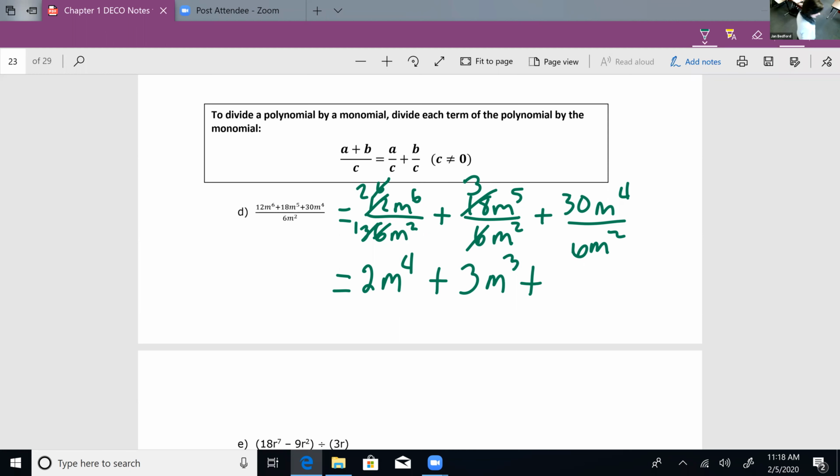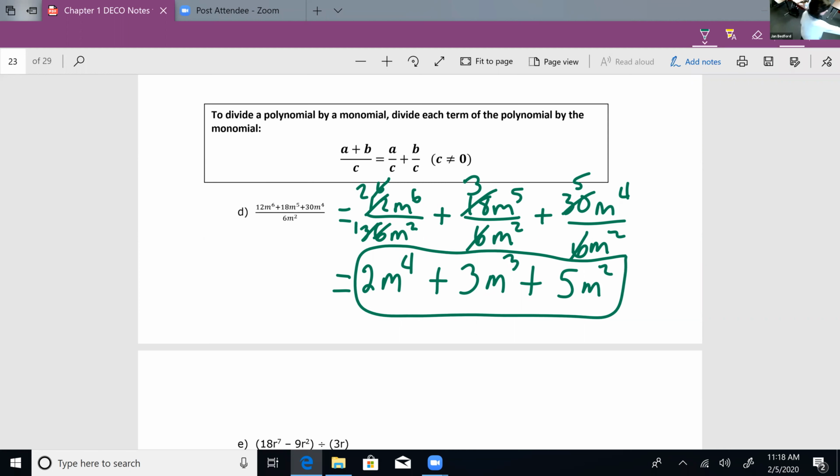Plus, now what's going to happen here? 30 on top, 6 on bottom. 6 will go into 30 how many times? 5 times. So I get plus 5, and then m to the 4th divided by m squared is m squared. That is your simplified answer for that.